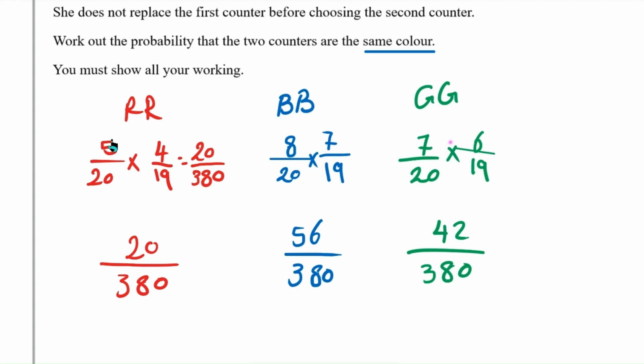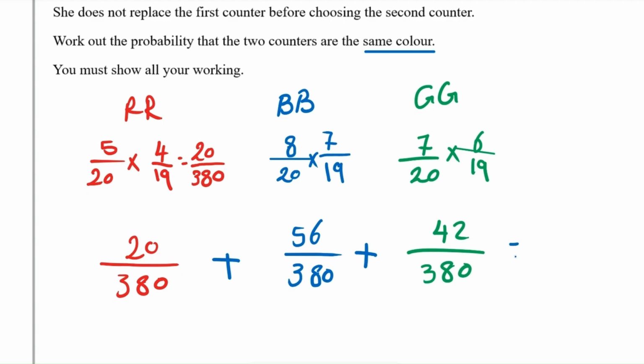Because when we say we choose the first counter and the second counter, 'and' means times in statistics. So the first one and the second one means times. Now we have the probability might be red or blue or green. When I say red or blue, blue or green, 'or' means plus in statistics. So I have to write plus and plus here.